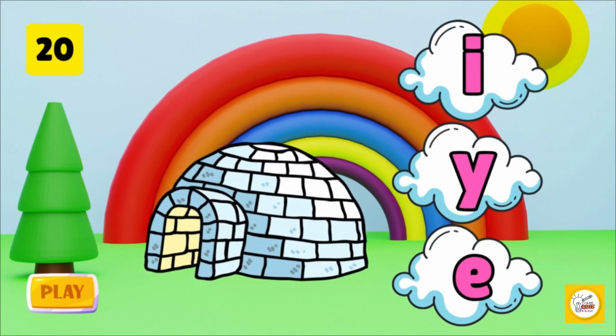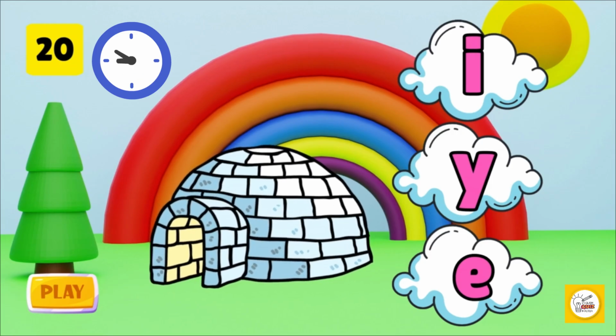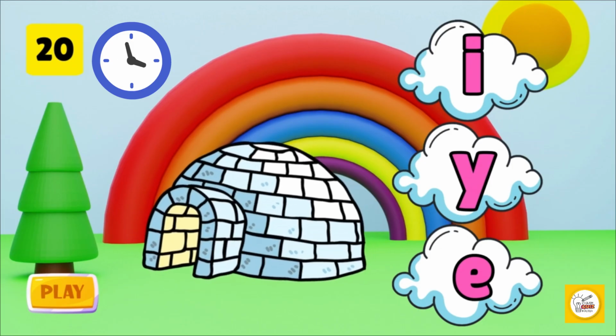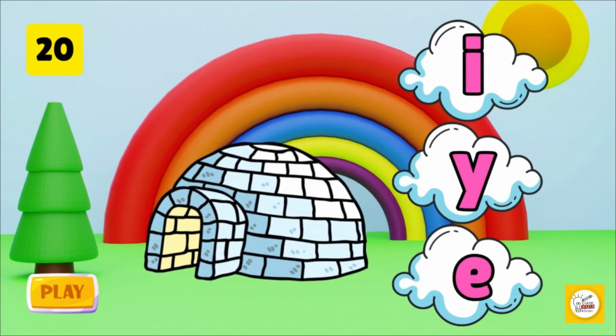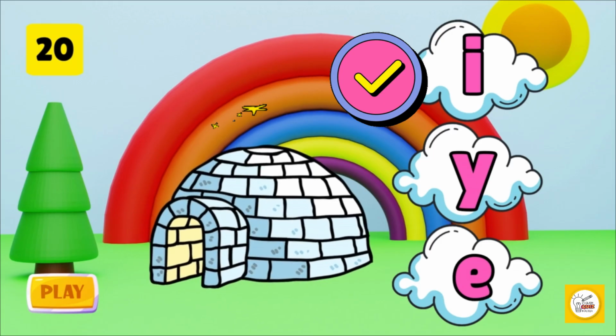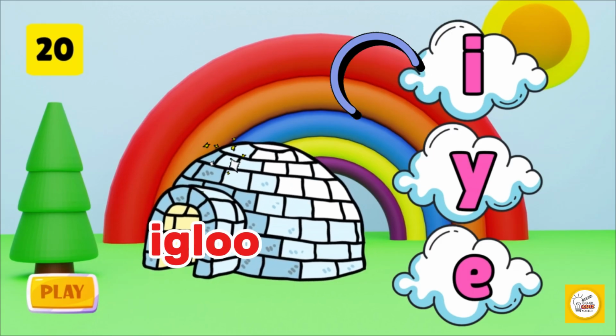What's the beginning letter? The beginning letter is I. That's right. The word igloo begins with the letter I.